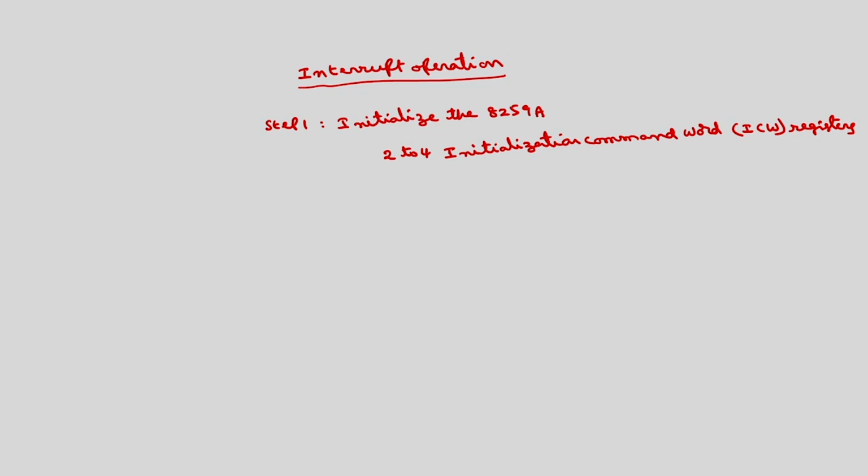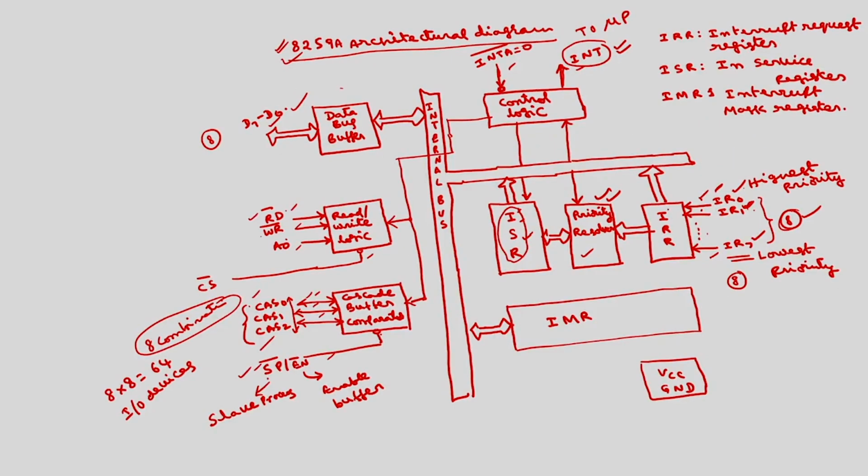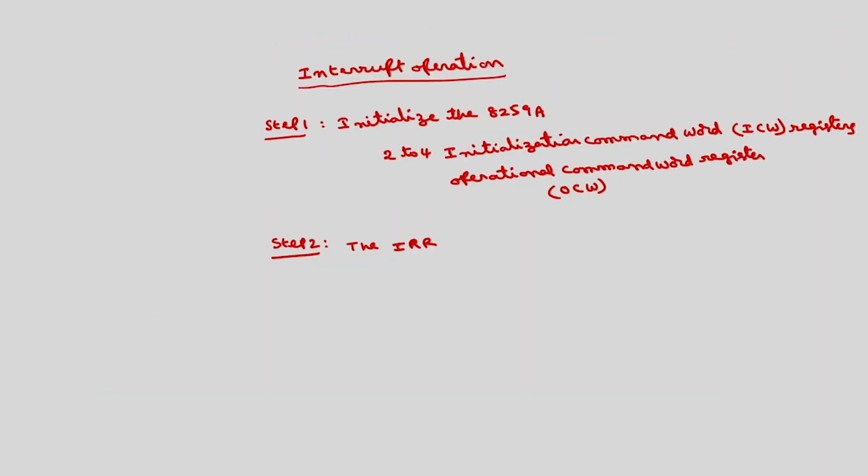In addition, we can have one operational command word register also. There is another type of register, a control register, which is the operational command word register, called OCW. After the initialization, the next step is the interrupt request register stores the interrupt requests. We can see in the architecture, here is the interrupt request register, to which we apply the IRs. As the name implies, interrupt request register, IRR, stores the interrupt requests.